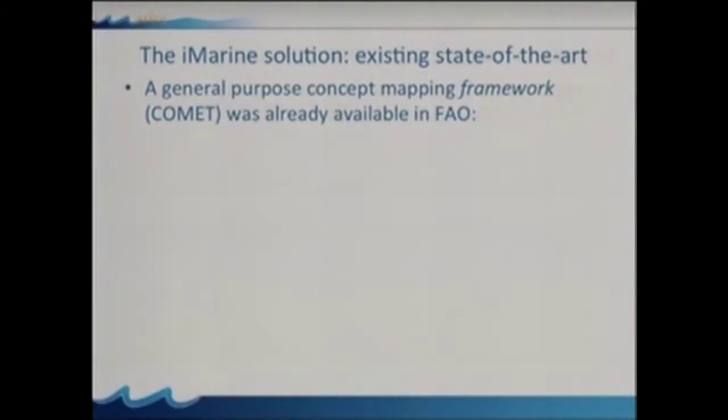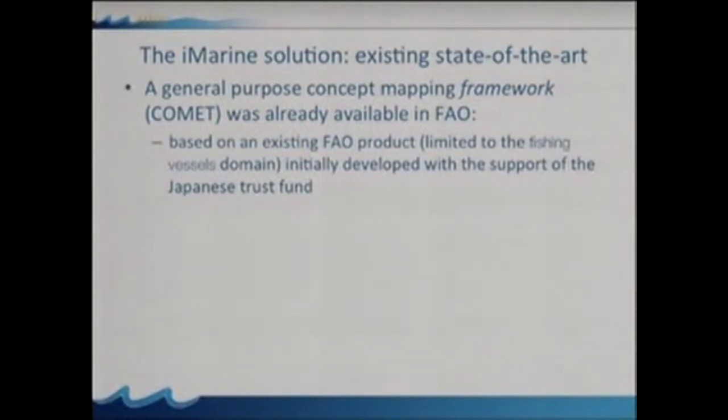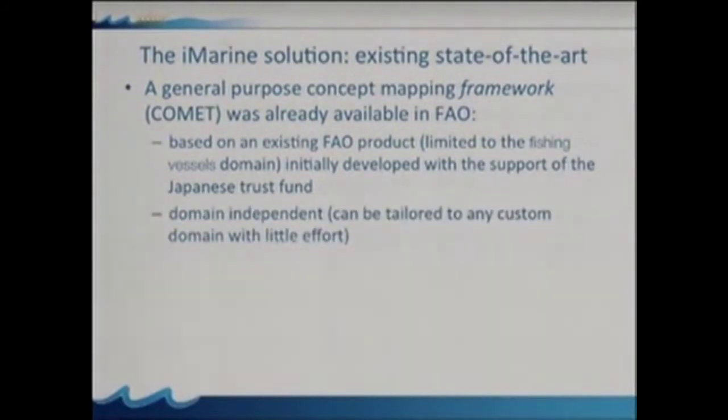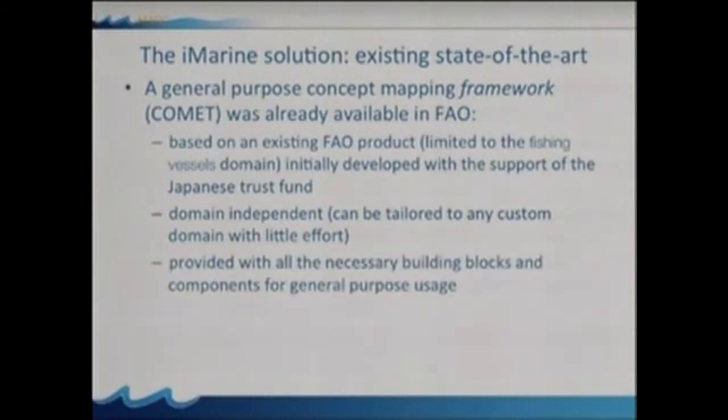there has already been provided a solution which was developed for a totally different scope. It was called COMET, which is a concept matching framework. It was initially designed to fulfill the role of identifying duplicates among vessel data appearing in different registries. And this was developed with the support of the Japanese Trust Fund. At the same time, this product evolved and became mostly domain independent, so it could be reused outside of the domain of vessel data. This is why we decided to take the chance of integrating COMET inside iMarine, specifically when designing the BiOnym workflow.